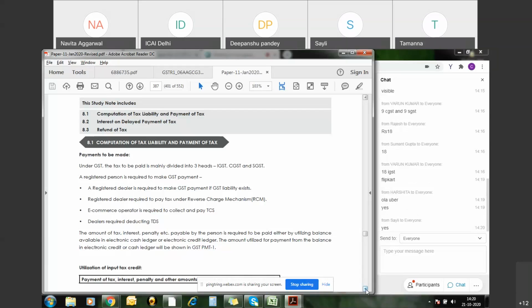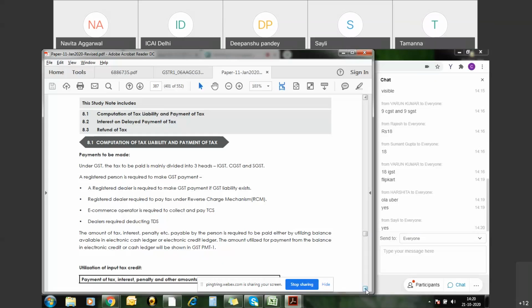Then, are the dealers required to deduct TDS? The dealers who are deducting the TDS, like in the rent transaction: there is GST on rent, whereas under income tax there is TDS on rent also. So the dealers who are liable to deduct TDS are liable to pay the GST under the GST Act. So the amount of tax, interest, penalty, etc.